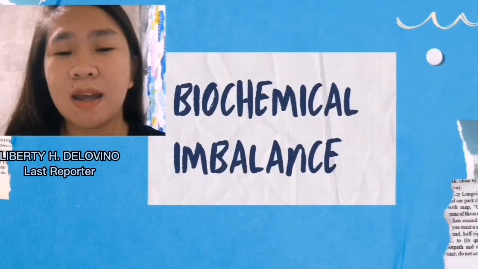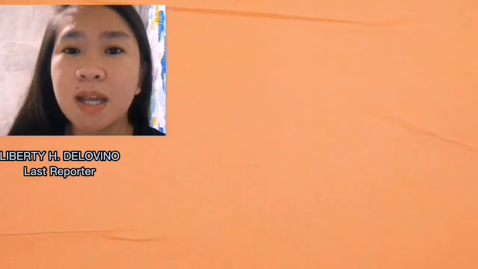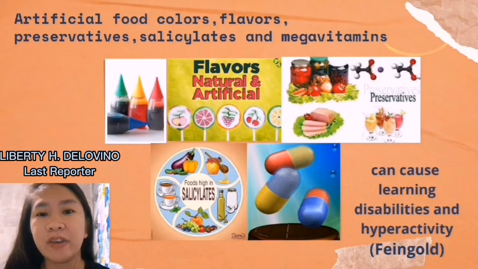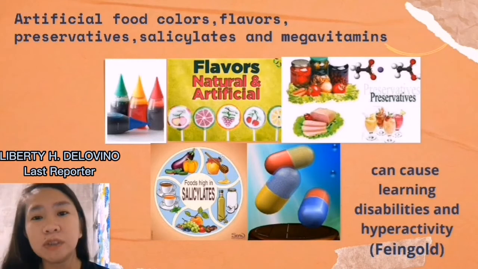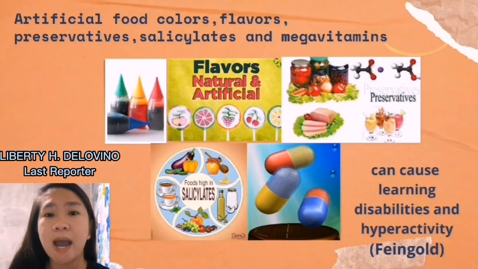The next genetic factor of learning disabilities is biochemical imbalance. Some researchers claim that biochemical disturbances in a child's body cause learning disabilities. A study in 1975 by Feingold suggested that artificial food colors, flavors, preservatives, salicylates, and megavitamins in many of the foods that children eat can cause learning disabilities and hyperactivity.